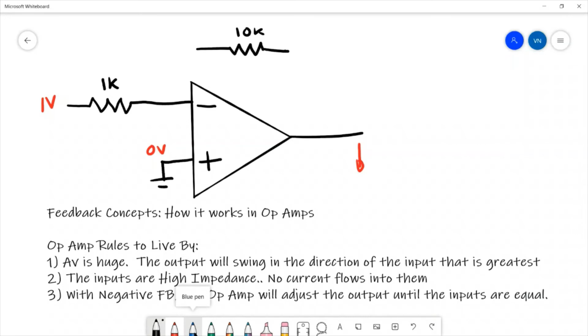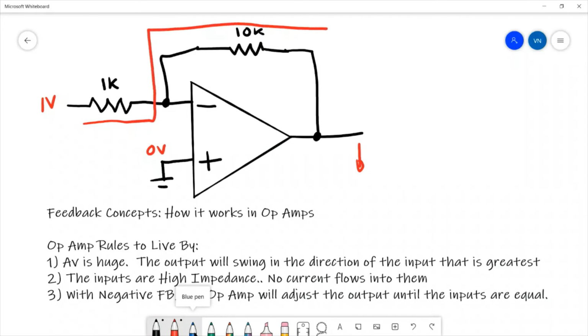So to add some feedback, I'm going to connect this side of the resistor to the output, and I'm going to use that to sample off some of the output and then feed it back in here to the input and mix it in with the 1 volt coming in through the 1K. So now we've given that current that's coming in someplace to go. It can bypass the input and work its way around here to the output side.